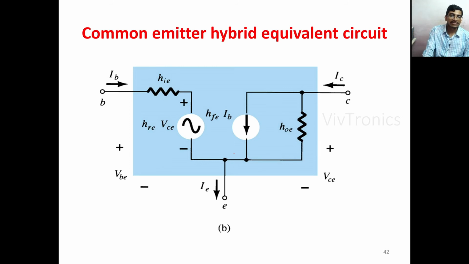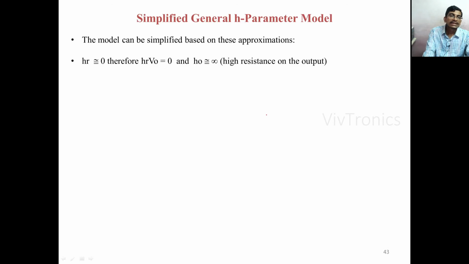For the CE configuration, we can write HIE and HRE VCE at the input side, HFE IB and HOE at the output side. This is the common emitter hybrid equivalent circuit or H parameter equivalent circuit. The model can be simplified on the basis of approximation. The value of HR is approximately equal to 0, which is a very small value. Therefore, a small value multiplied by anything will also be approximately 0. And the value of 1 by HO is approximately infinity, a very high resistance on the output side.